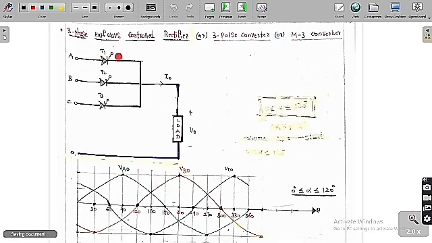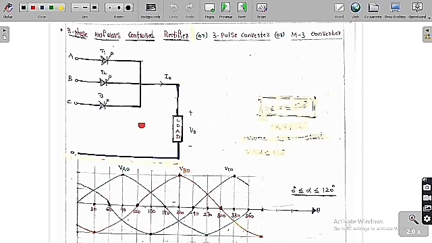Now we are going to study the 3-phase half-wave controlled rectifier, or 3-pulse converter, or M3 converter. These are the different names of this circuit. 3-phase means we are going to give a 3-phase supply. Half-wave means here we get only 3 pulses in the output, and controlled means we are going to use thyristors. Rectifier means converting AC to DC.